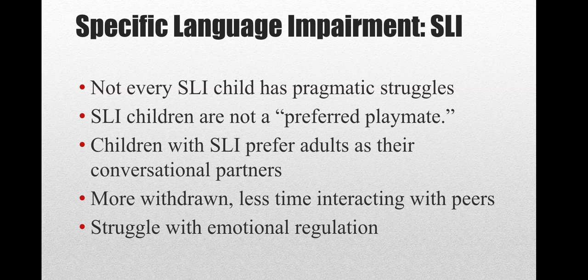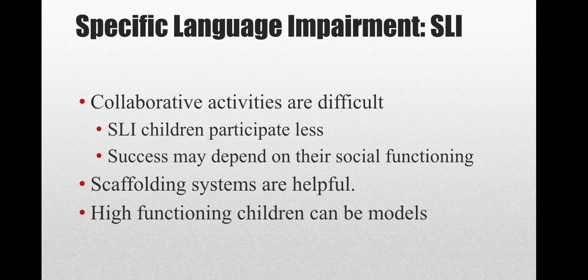These kids are going to often struggle with emotional regulation, right? And that's hard. If you don't have the words for things, that also means you don't have the words for how you're feeling. And then you're going to have difficulty with your emotions. Working together in collaborative activities is going to be difficult for SLI kids. SLI children are going to participate less than their peers, and success may often depend on their social functioning. So if you have an SLI kid who has strong pragmatics, right, they're going to be much more successful than a child that has SLI across the board, including pragmatics. That social functioning piece is huge for a lot of these kids.